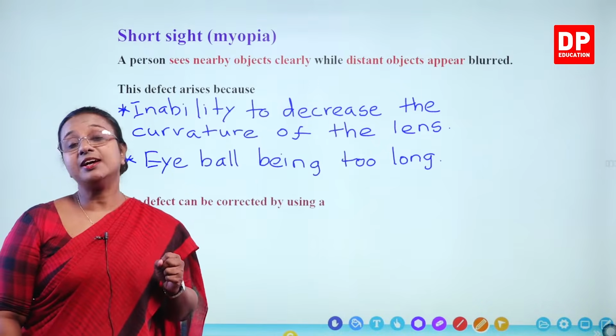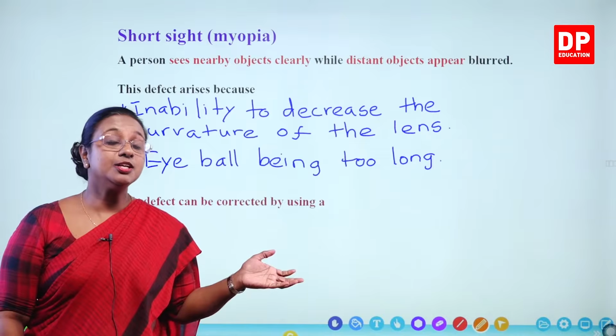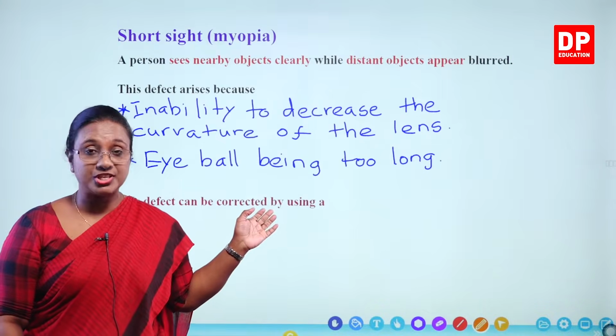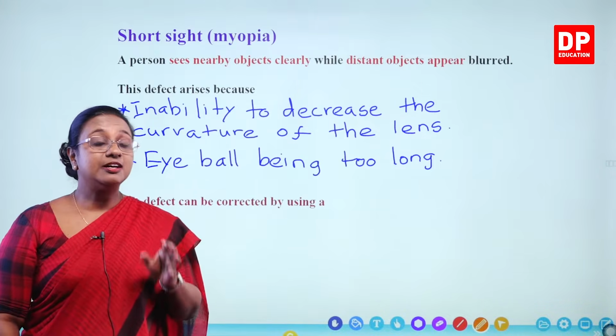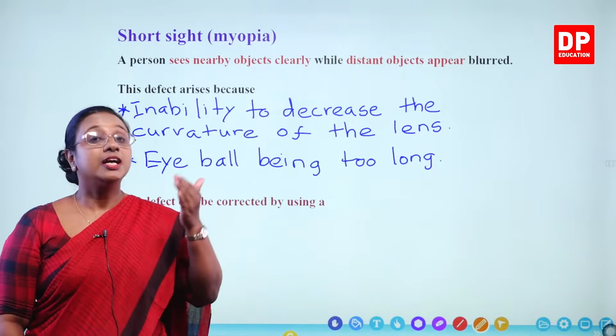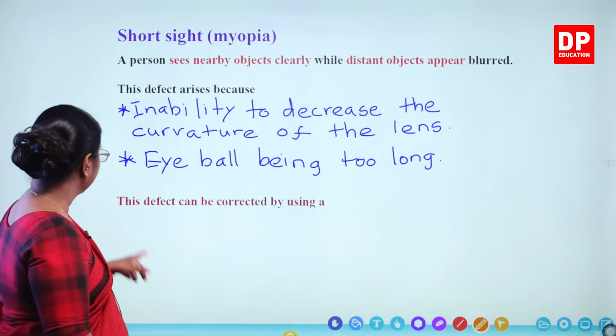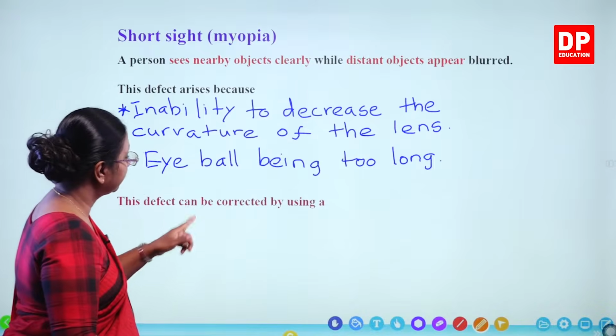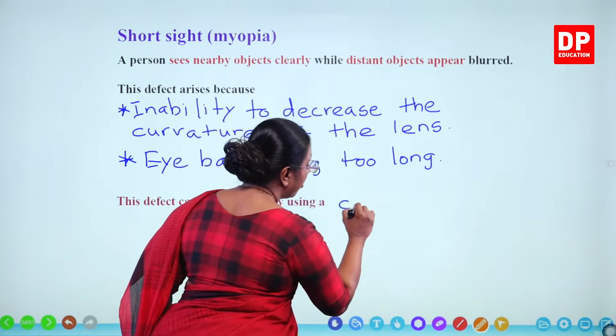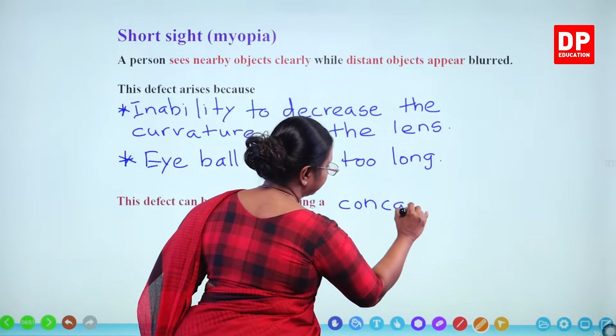So how can we correct this? Like we did for the long sight, we can correct short sight as well. So here we will have to use a concave lens. This defect can be corrected by using a concave lens.